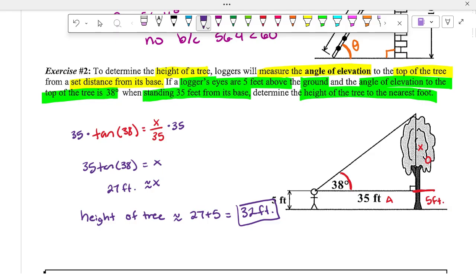So, with problems like this, guys, be careful what it's asking you, because if you just found x and you told me that was the answer, it technically would have been wrong, because that's not the full height of the tree. Pretty easy, right? Like I said, it's easy when they give you the picture.